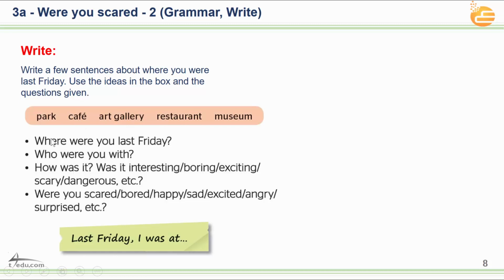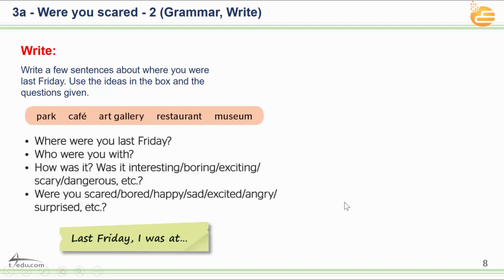Let's see them. Where were you last Friday? Who were you with? How was it? Was it interesting, boring, exciting, scary, dangerous, etc.? Were you scared, bored, happy, sad, excited, angry, surprised, etc.? Okay, we can use these questions. So this is the beginning. You have to begin like this. Last Friday I was at.